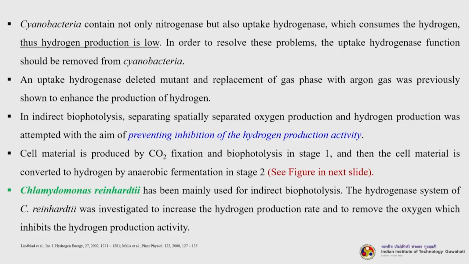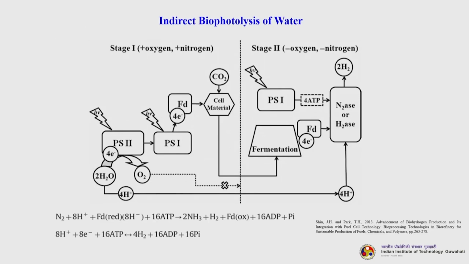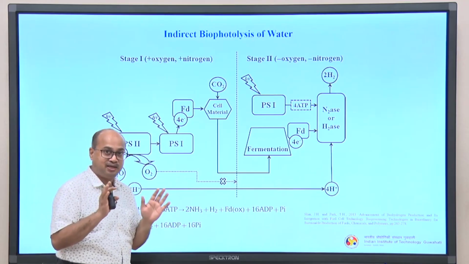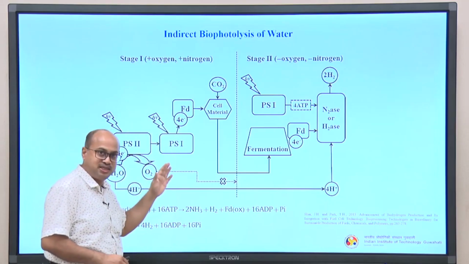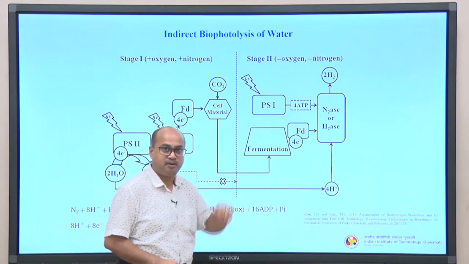In indirect biophotolysis, separated oxygen production and hydrogen production was attempted with the aim of preventing inhibition of the hydrogen production activity. Cell material is produced by carbon dioxide fixation and biophotolysis in stage 1, and then the cell material is converted to hydrogen by anaerobic fermentation in stage 2. I will show you this. Okay. So, indirect biophotolysis consists of 2 distinct steps. This is more or less photosynthesis, and this is your anaerobic fermentation.